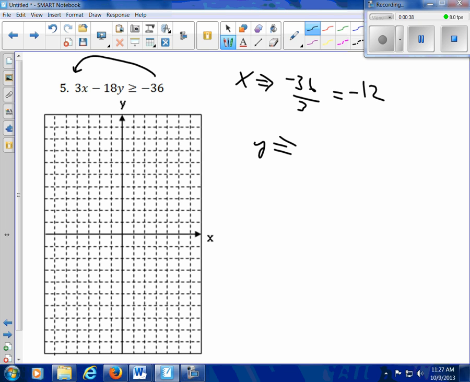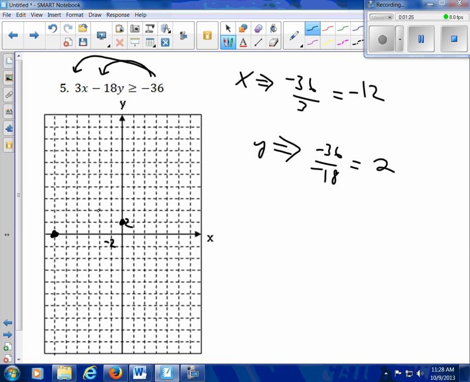And then for my y-intercept, I'm going to take negative 36 divided by negative 18, the number in front of y, and I'm going to get 2. Now, I don't have 12 little tick marks on my graph, so I'm going to count by 2 for this one. So the first tick mark is going to be negative 2. So I got negative 2, negative 4, negative 6, negative 8, negative 10, negative 12. So that's my x-intercept of negative 12. My y-intercept in this case is going to be 2. So again, I'm going to use 2 for each tick mark, scale of 2.